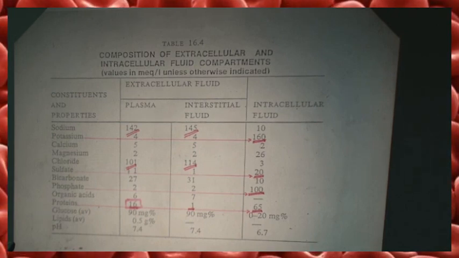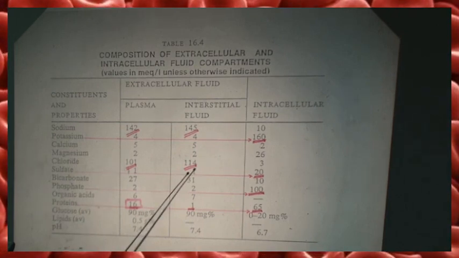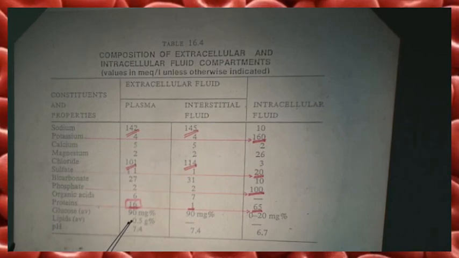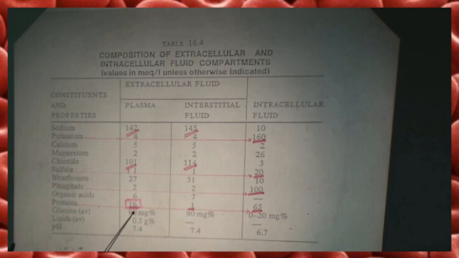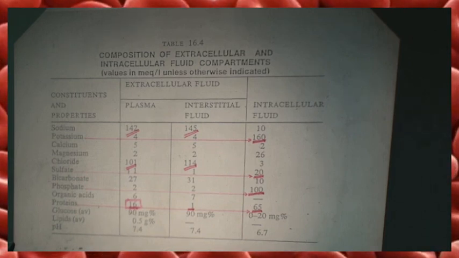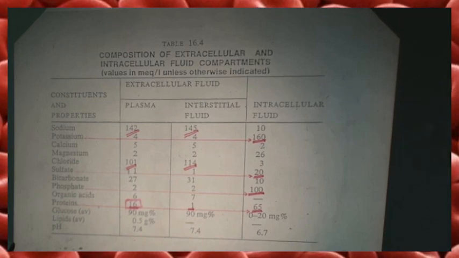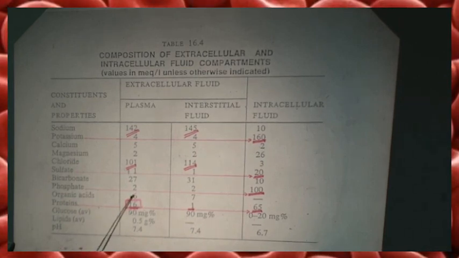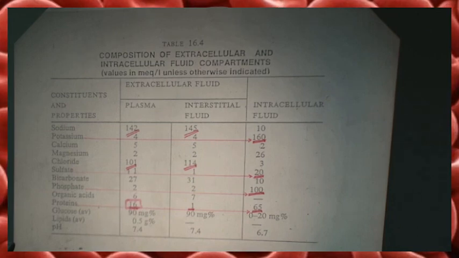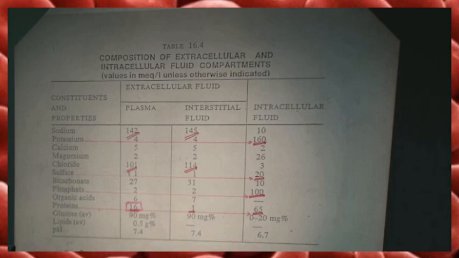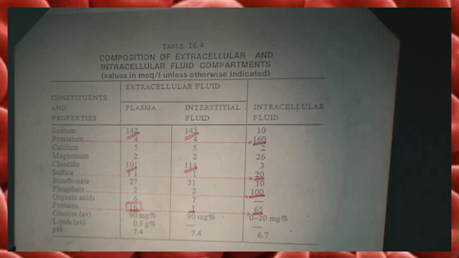for the constituents. The same sodium, the same concentration of chloride, and even the same glucose and the same pH in both interstitial fluid and in plasma. The difference is just the proteins in the plasma. You remember, which produce the colloidal osmotic pressure.